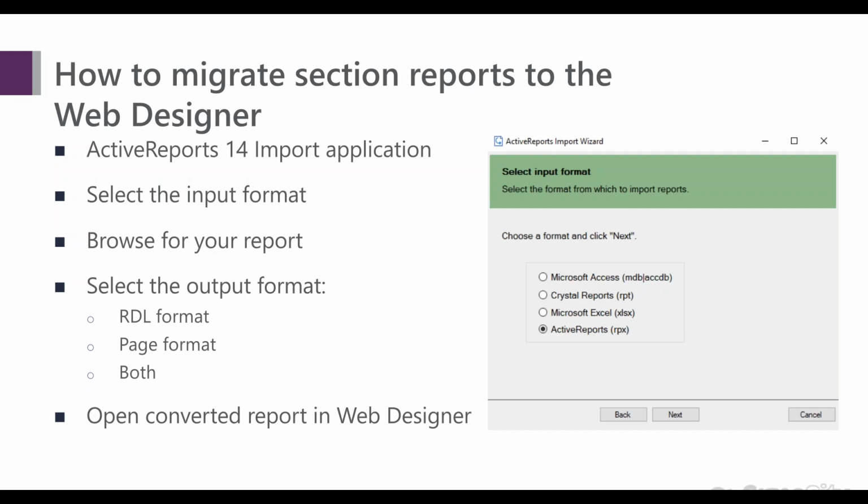Next, we will browse for the report we want to convert, and once we find that directory, the import wizard will prompt you with all the reports that can be converted. Then after that, we will be asked what layout we want this to be converted to. So we have the option to convert this report to an RDL report, a page report, or we can convert them to both reports. Then the last step would be to add those converted reports to the Web Designer. Now that we looked at the process, let's try it out.